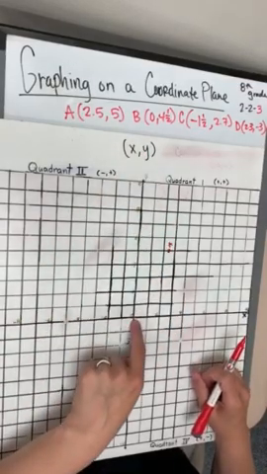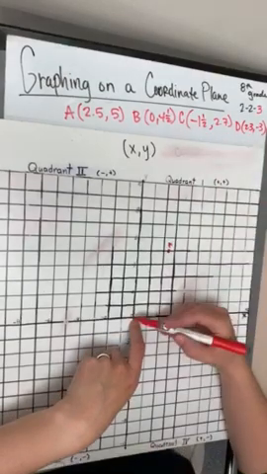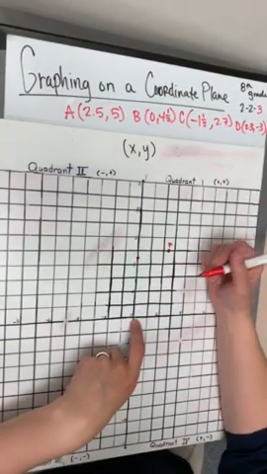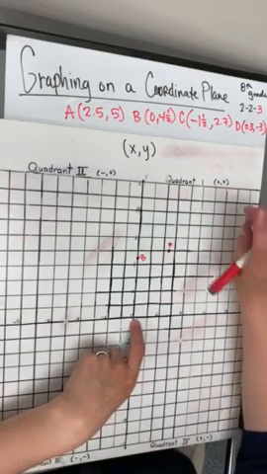So on B, we know 0, so we're not going left or right. And then we will go up 4.5. So 1, 2, 3, 4, and a half is going to be in the middle of 4 and 5. So that right there is point B.